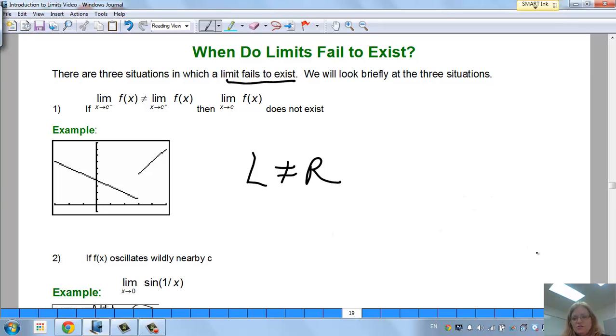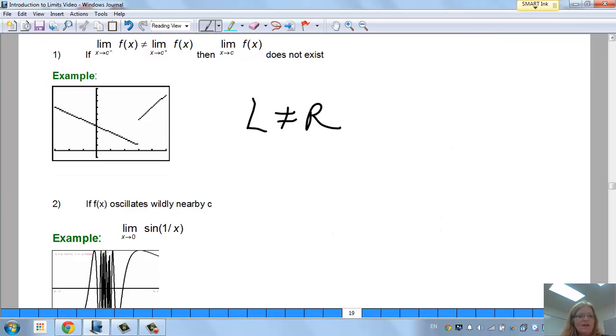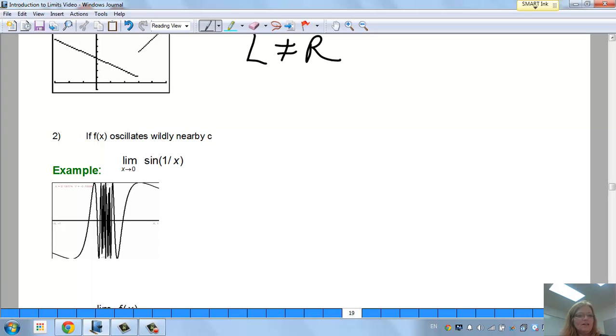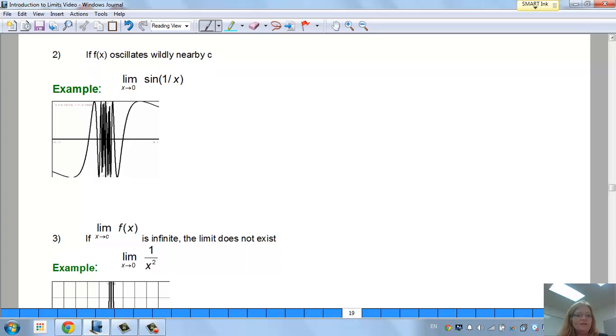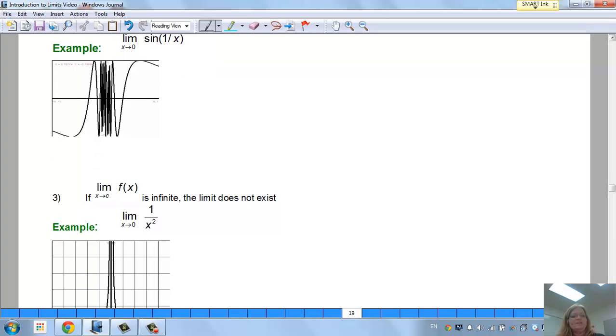The other 2 are if f of x oscillates wildly near this c. See, if I get close to 0 on this limit, do you see how it's going up and down, oscillating wildly? If it oscillates wildly, the limit does not exist. And the third one, if the limit is infinite, the limit does not exist.